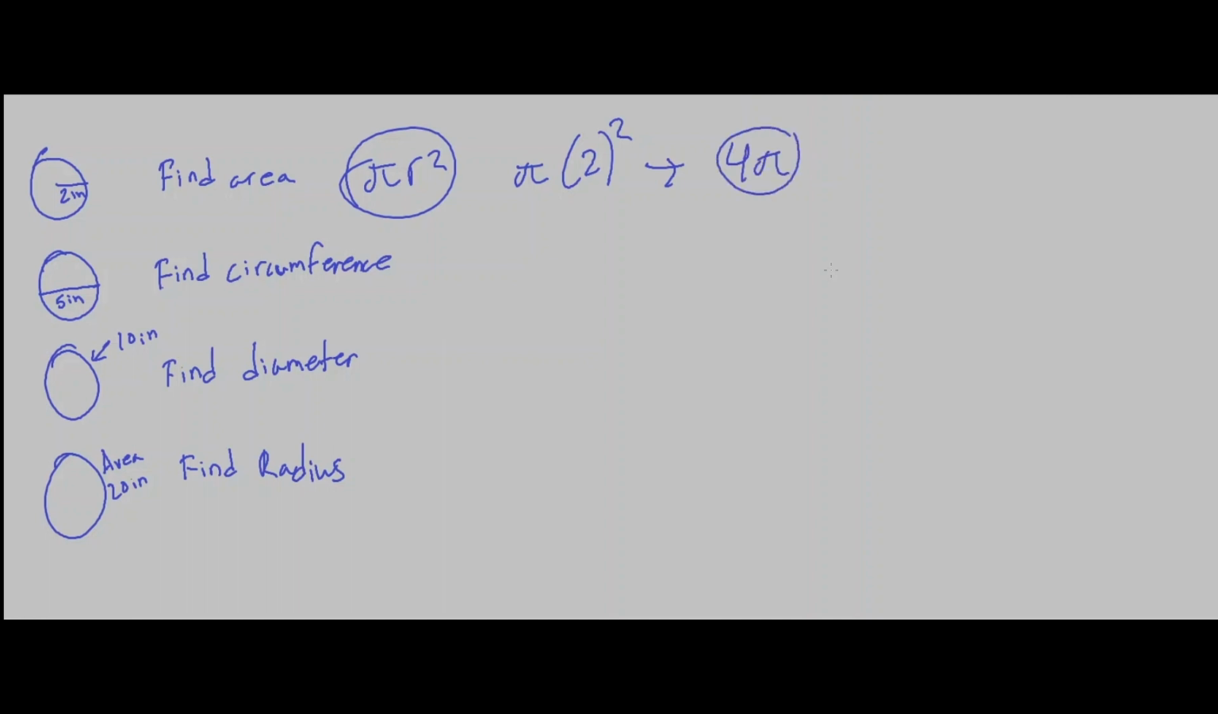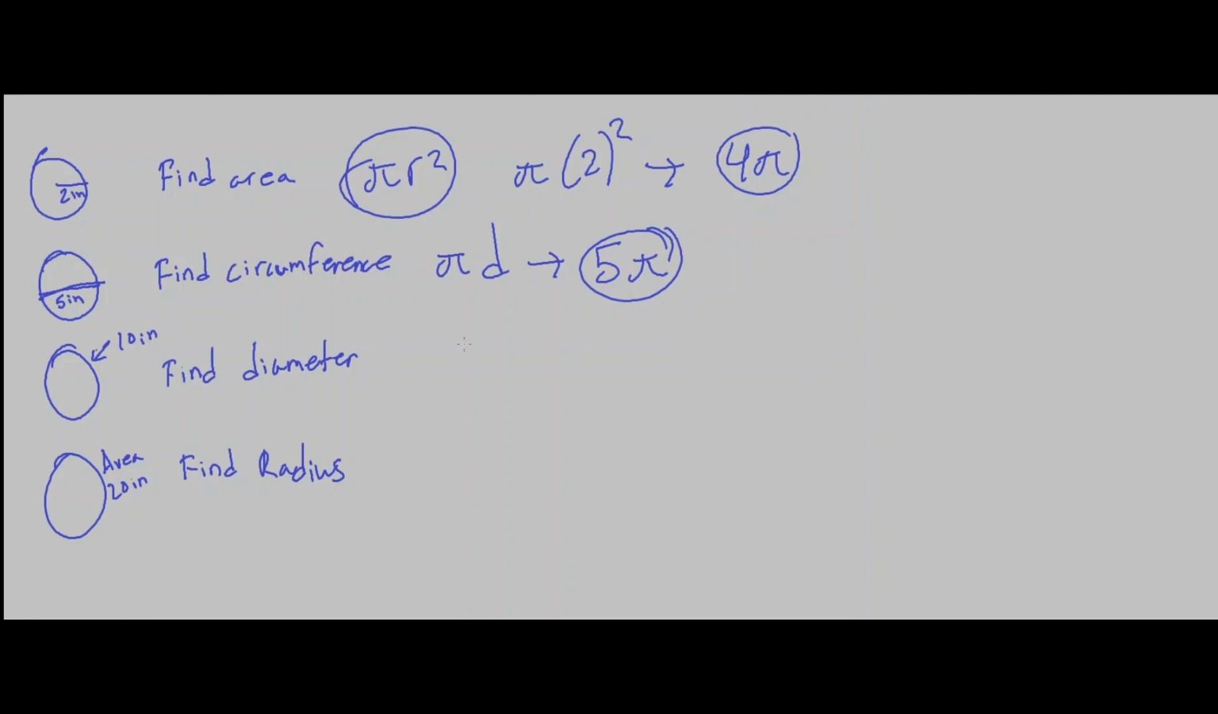A second problem is that we have to find the circumference, and we're given that the diameter of the circle is 5 inches. The equation for the circumference is just pi times the diameter. So all we need to do is plug in the diameter, and that would give us 5 pi. That would be the circumference of the circle.